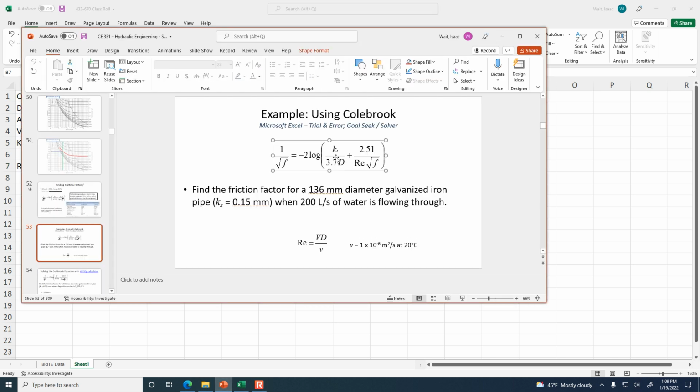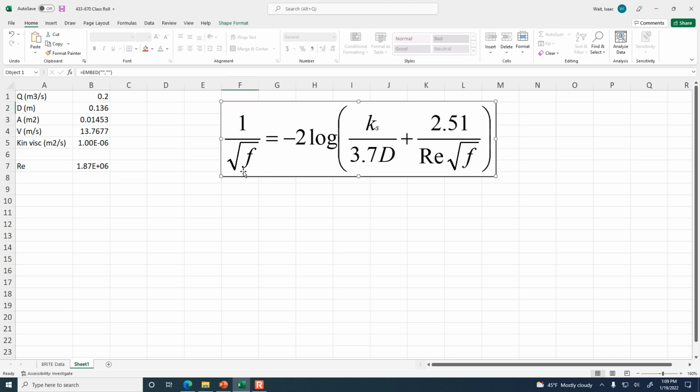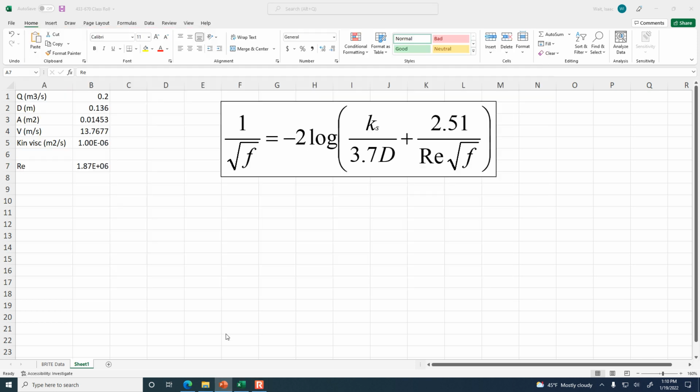So the formula that we're going to use here, let me paste in the Colebrook equation. So we have the Reynolds number. The problem statement told us the K sub s of the pipe is 0.15. Let me put that in. K sub s in terms of millimeters is 0.15.